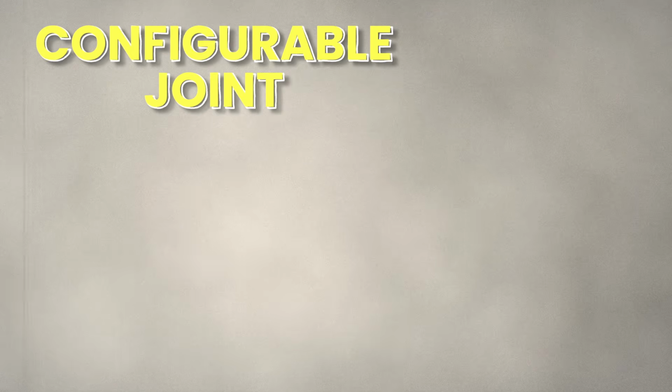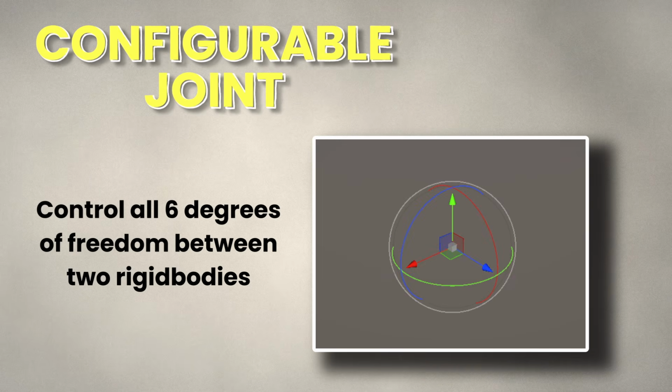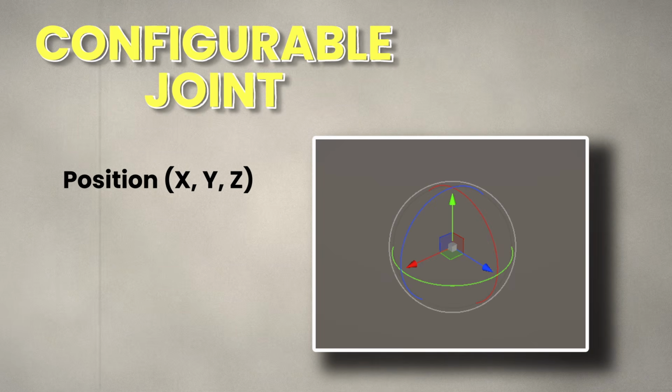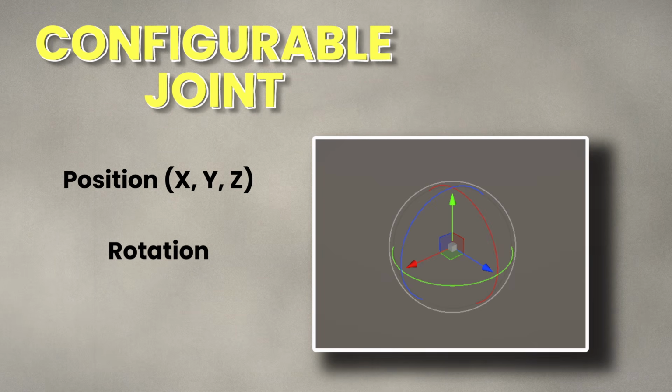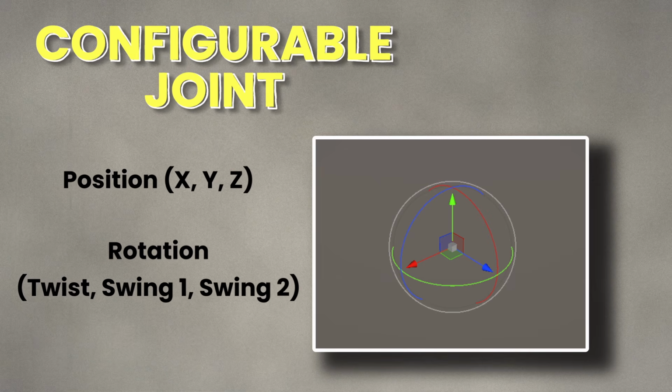The final 3D joint is the configurable joint. It's the most powerful joint in Unity. At its core, a configurable joint lets you control all 6 degrees of freedom between two rigid body objects. That's 3 for position, XYZ movement, and 3 for rotation. They're called twist, swing 1, and swing 2.